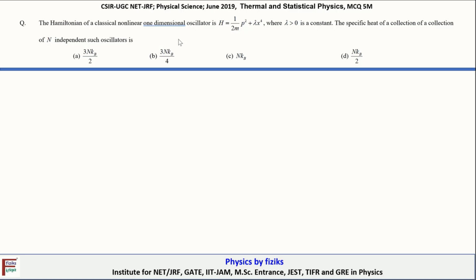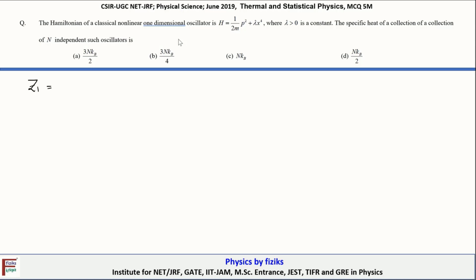So we have to find out the correct option, and we can solve this problem by two different methods. One is the partition function based approach, and another one is by following the equipartition theorem. Okay, so let's try to solve this problem by using the partition function approach. For this purpose we will first obtain the expression for the partition function of a single oscillator.